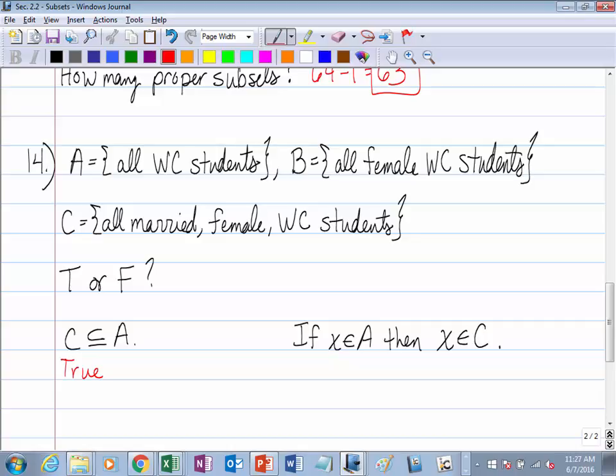Alright, so again, true or false, if X is an element of A, then X is an element of C. That's false. It would be the other way around. Or being the operative word. That's true.